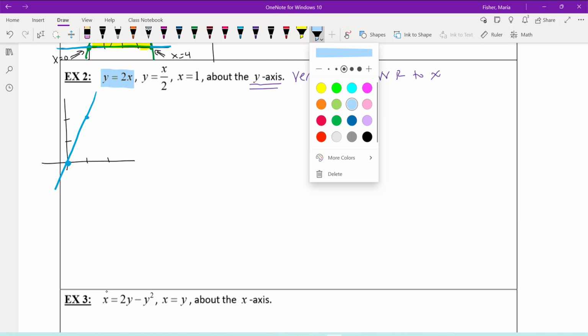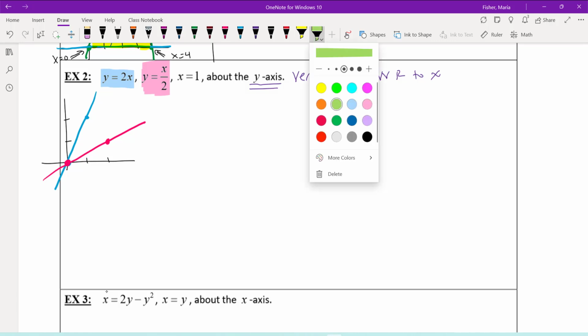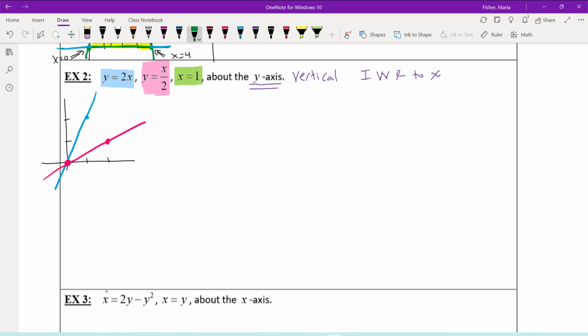Y equal x over 2 is also a line. It has a slope of a half and a y-intercept of 0. So y-intercept of 0, up 1 over 2. There's y equal x over 2. The last thing that I have to draw is x equal 1. Well, x equal 1 is just going to be a vertical line at 1. So the region that we're looking at is trapped between all three of those, and it's that region right there.